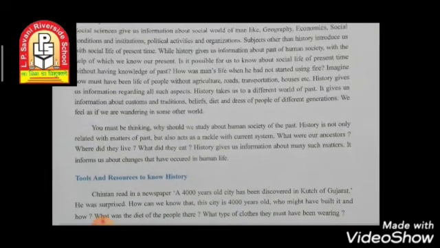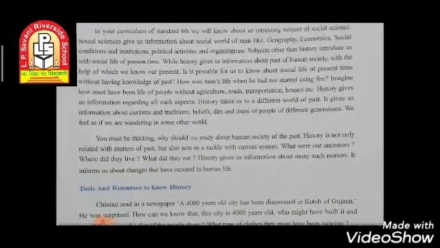So this was all about history and the importance of history. I can tell that it is very important to study history, and it is very important for our knowledge to know the history. Along with that, it is also beneficial to know the present situations.